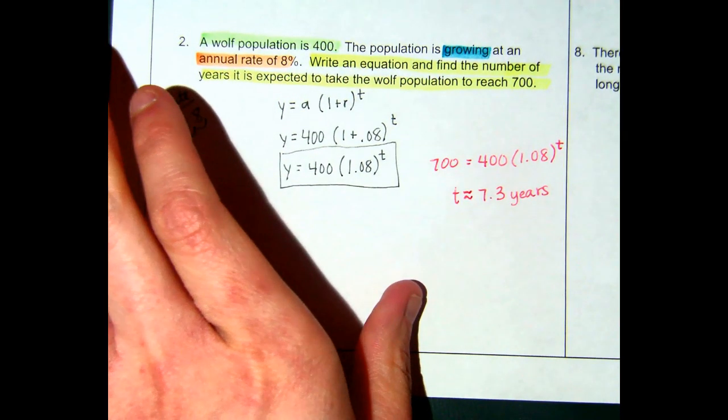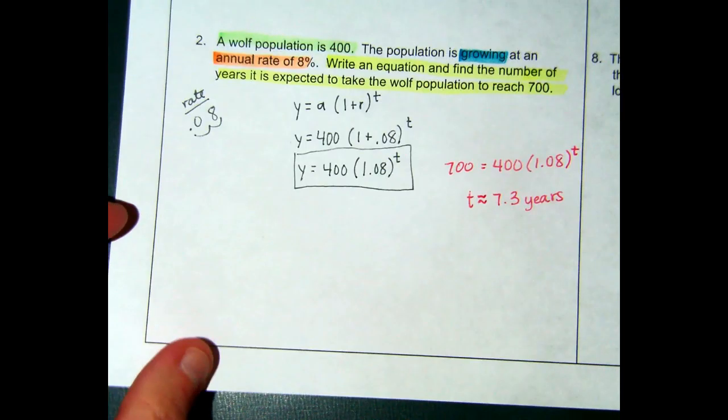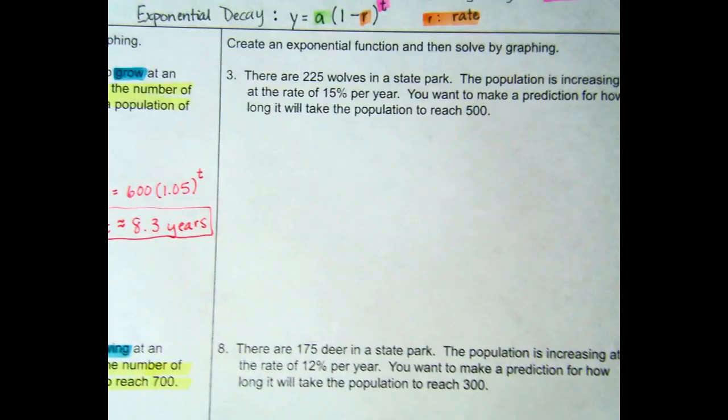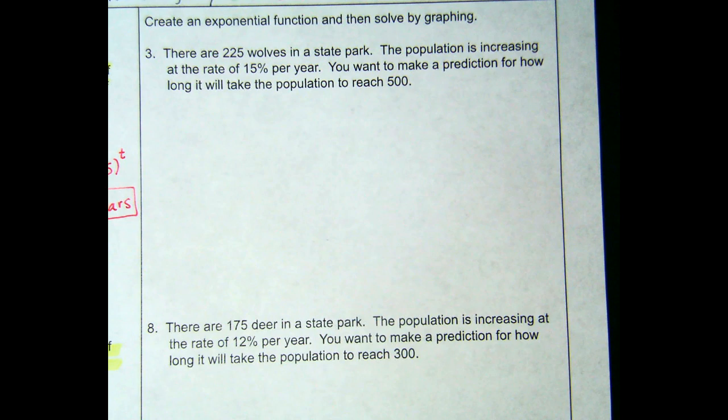I want you to go ahead and try numbers 3 and somehow 8. I don't know what happened there. That's 8 instead of 4. Try those out. See if you can get the answer.